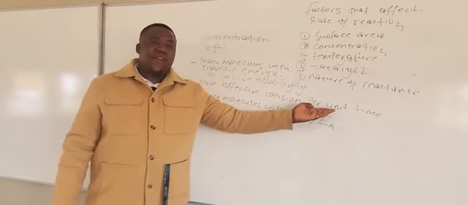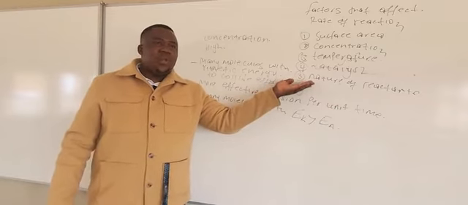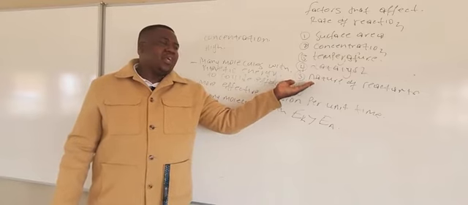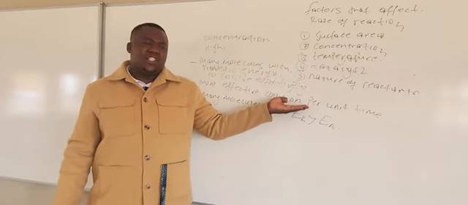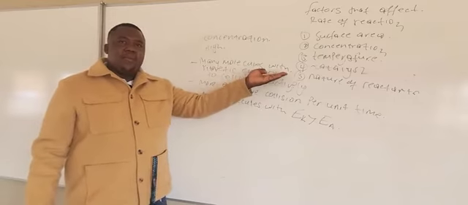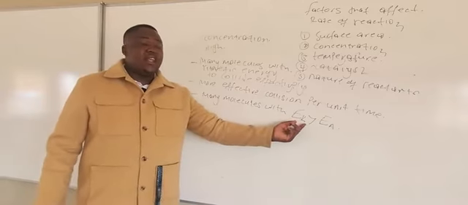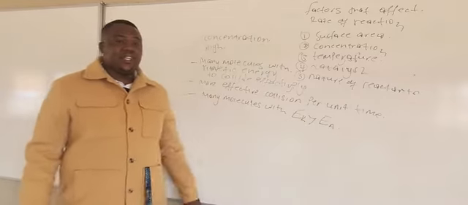Why do we have more effective collision per unit time? It's because we have increased the number of molecules with kinetic energy to collide effectively. So there will be more effective collision per unit time. Then what will happen? Since we have increased the molecules with kinetic energy, it means many molecules will have kinetic energy which is greater than activation energy.